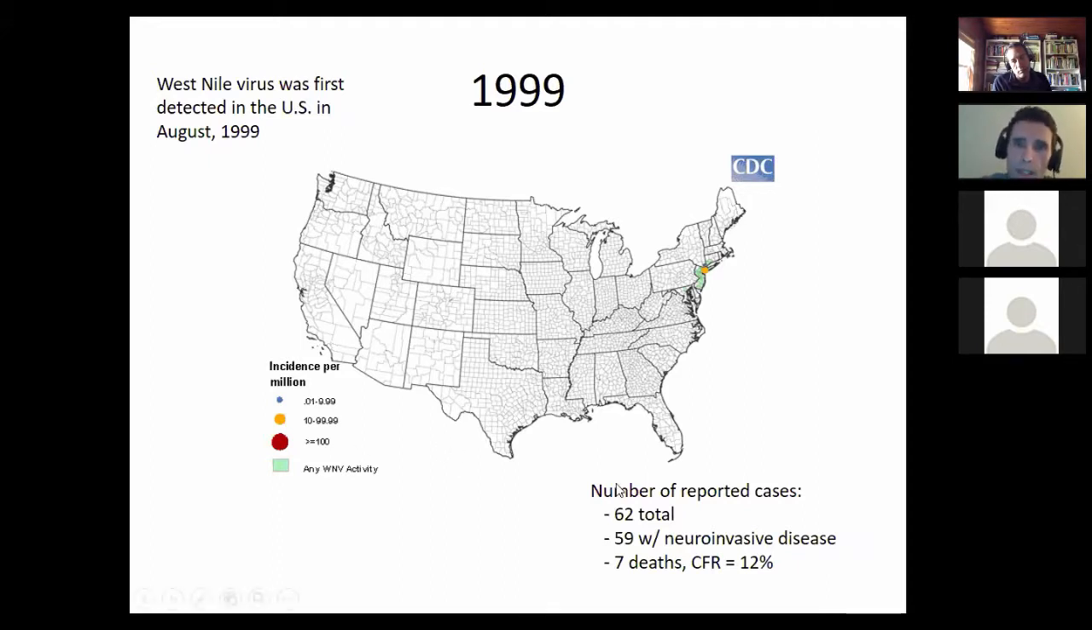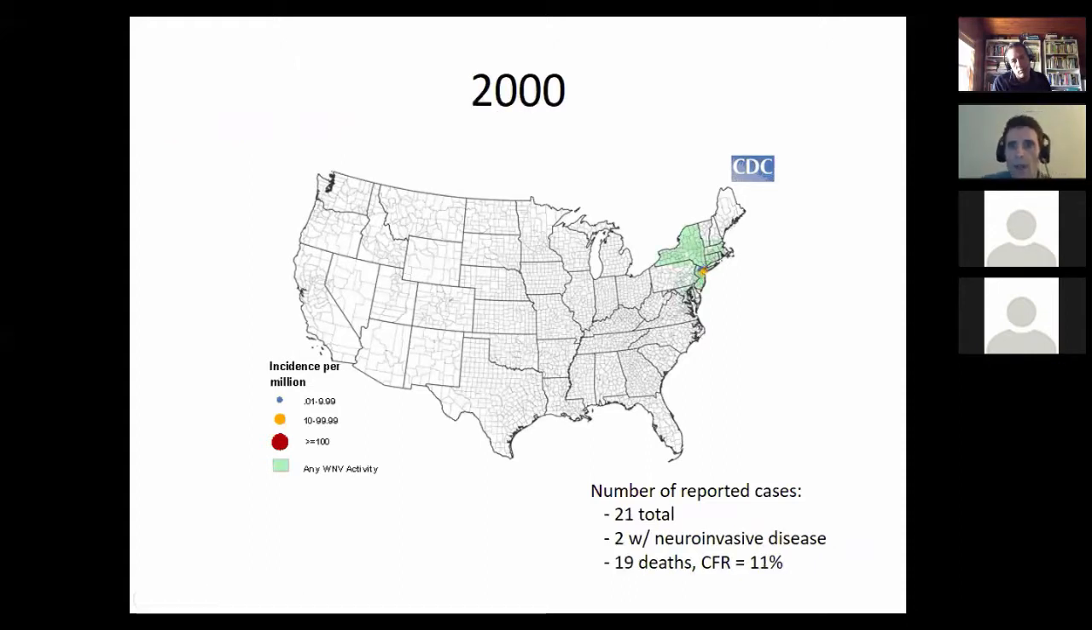So if you look here in 1999, we had only 62 total cases following the first introduction. It stayed localized around New York and New Jersey. The following year in 2000, the total number of cases went down, but you can see it's starting to spread a little bit. So you have cases or activity at least in New York and parts of New England.